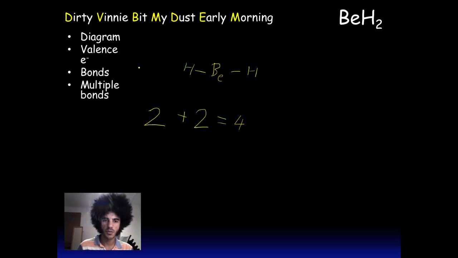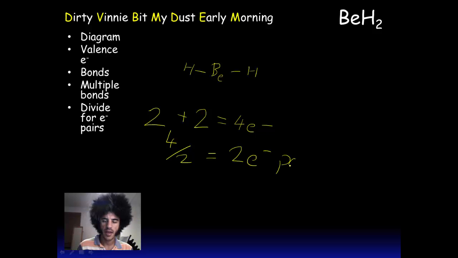Now in this situation, in terms of the M for multiple bonds, there are no multiple bonds, so I'm going to consider that to be 0, I'm going to ignore it. Moving on to the next D is divide for electron pairs. So I've got 4 electrons from over here. I divide that by 2, and that gives me 2 electron pairs.